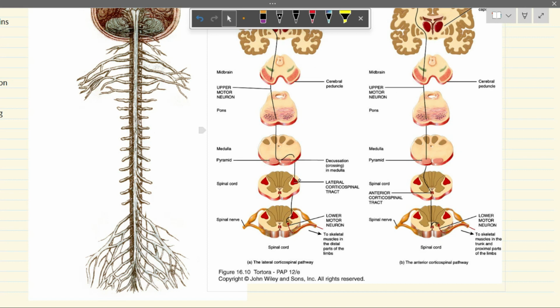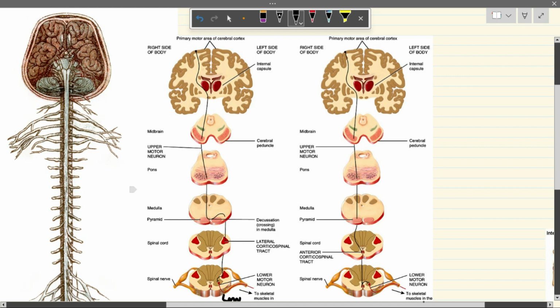Then it connects with the third order neuron, which is the lower motor neuron, and connects to our skeletal muscle. Now the difference here is, if the lesion occurs in the motor cortex, then we're going to get contralateral hemiparesis because the fibers decussate.